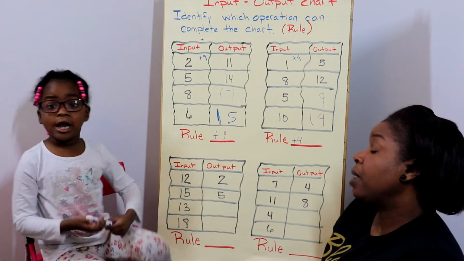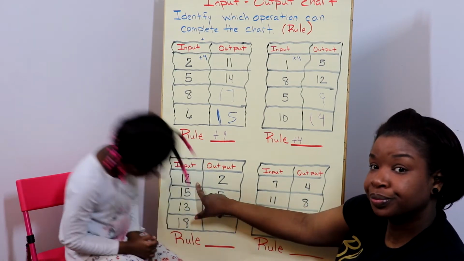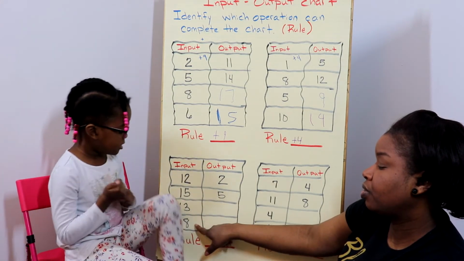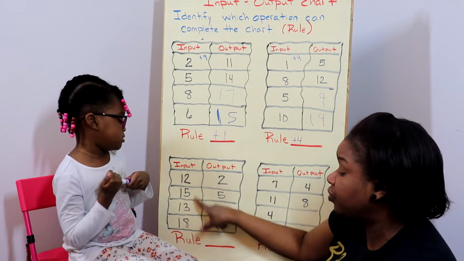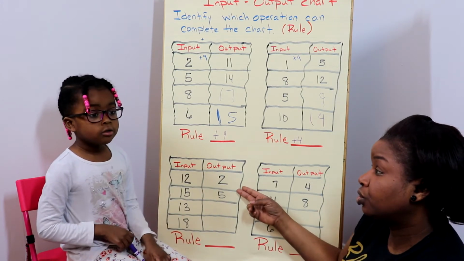Now, we have our inputs. Let's look at these numbers. Tell our viewers, what are the numbers? 12, 15, 13, 18. We have 12, 15, 13, and 18. And in the output column we have 2, 5.